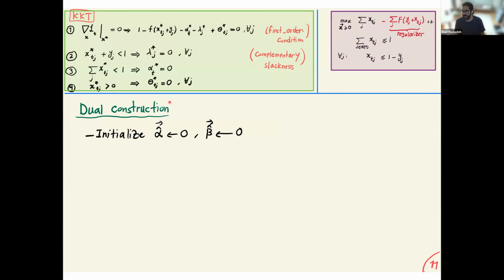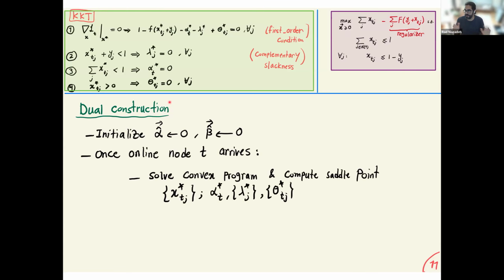All right, so you initialize these alphas and betas to 0 at the beginning. I'm going to construct my dual certificates in an online fashion. Basically, every time that the online algorithm is making a decision, I'm going to construct my dual certificates for all the edges corresponding to that online node t. Right? And here's what I'm going to do. Once node t arrives, first I solve the convex program. That's going to give me the primal allocation. But also I'm going to compute these convex dual variables, alpha star, lambda star, and theta star.